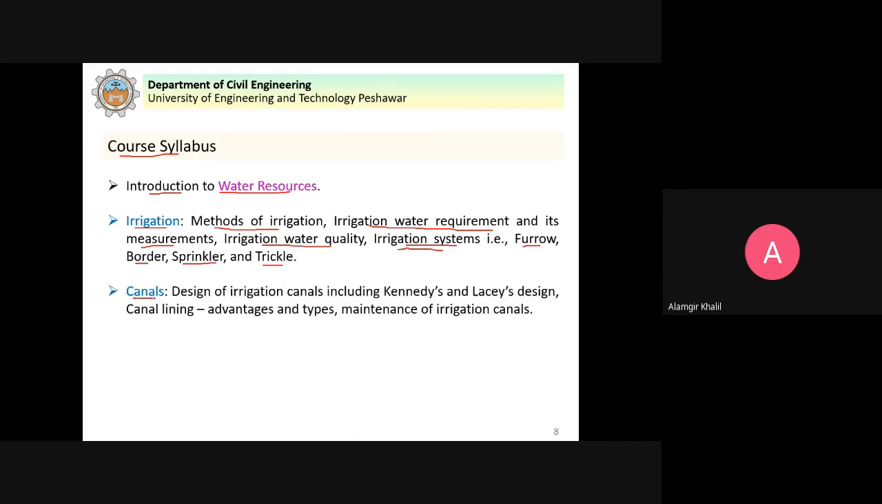We will study about the canals. Canal is an artificial open channel that supplies the water from the source to the agriculture fields. So we will study design of irrigation canals. So canals can be of two types, erodible and non-erodible canals. We will try to study both in detail. So how we design them. We have different theories to design the irrigation canals that include Kennedy's theory and Lacey's theory.